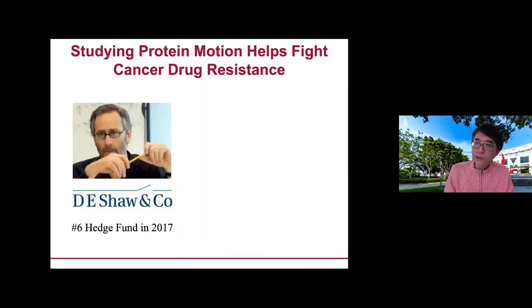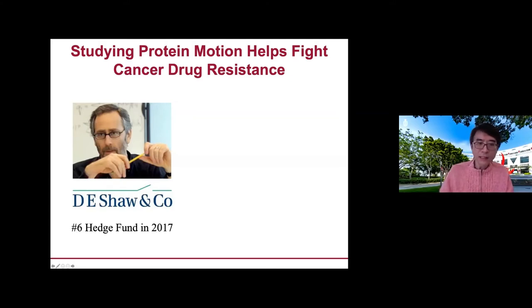Now what can we do with this simulation of the motion of the proteins, right? Here I want to introduce a couple of examples in the next few slides. The first one is a scientist whose name is David E. Shaw, or D.E. Shaw. D.E. Shaw is a founder of a hedge fund company on Wall Street, and I think it was the number six hedge fund in 2017.